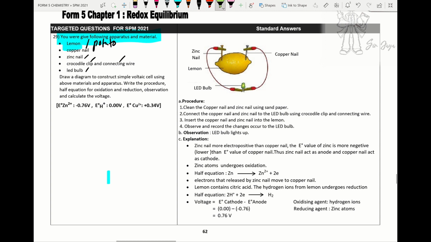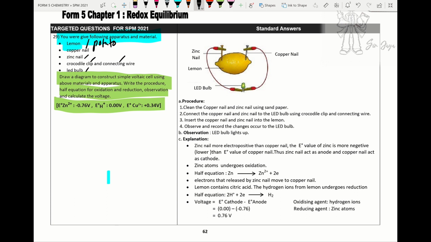We need to draw a diagram to construct a simple voltaic cell using the above materials, and write down the procedure, half equation for oxidation, half equation for reduction, and half observation, and calculate the voltage produced. The E naught value is given. So the diagram is drawn like this.